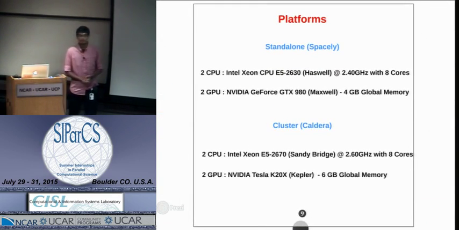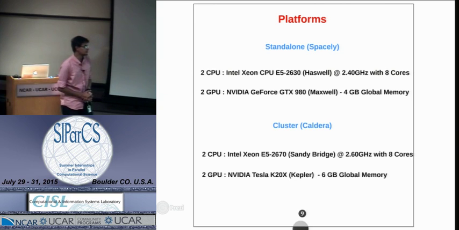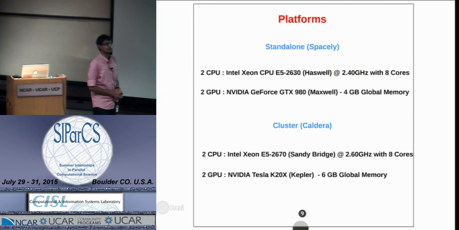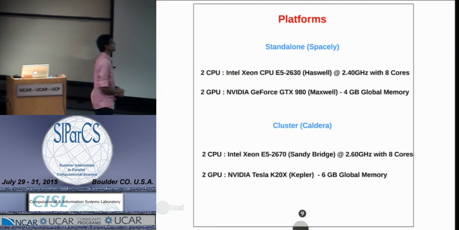So we tested the implementation on both standalone as well as cluster hardware. The standalone configuration has two CPUs, the Haswell Intel Xeon E5-2630, each with 8 cores, and 2 GPUs, GTX 980 Maxwell. And on the cluster, Caldera, each node has 2 CPUs, the Sandy Bridge Intel Xeon E5-2670 with 8 cores, and the GPUs are Tesla K20X.